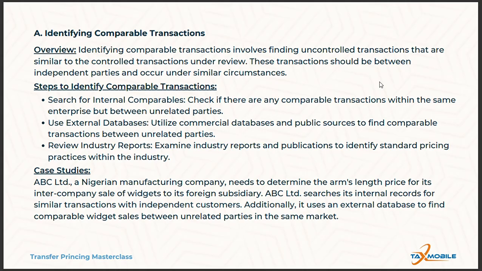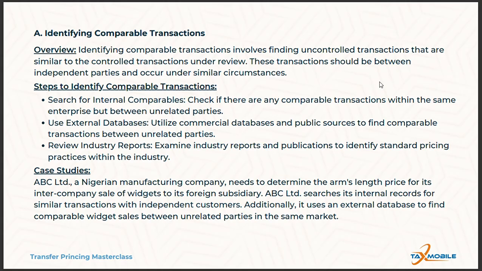Steps in conducting comparability analysis. We've looked at the overview. Identifying comparable transactions involves finding uncontrolled transactions that are similar to the controlled transaction under review. These transactions should be between independent parties and occur under similar circumstances. A systematic approach to comparability analysis is required to ensure its accuracy and reliability. Below are the key steps involved.